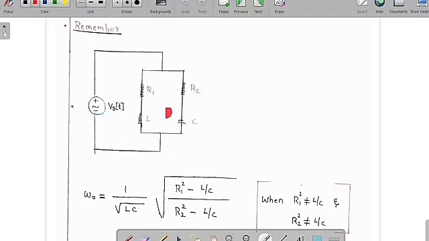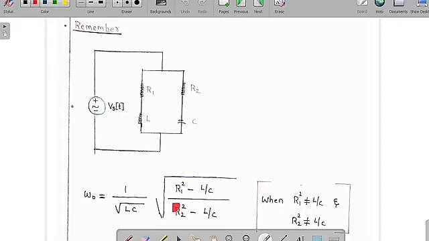Suppose there are two branches. The first branch is R1, L and the second is R2 and C, connected across a voltage source. If you want to know the resonant frequency, omega naught is equal to 1 by under root LC into under root of (R1 square minus L by C) by (R2 square minus L by C). This equation holds only when R1 square is not equal to L by C and R2 square is not equal to L by C. This is called the resonant frequency.